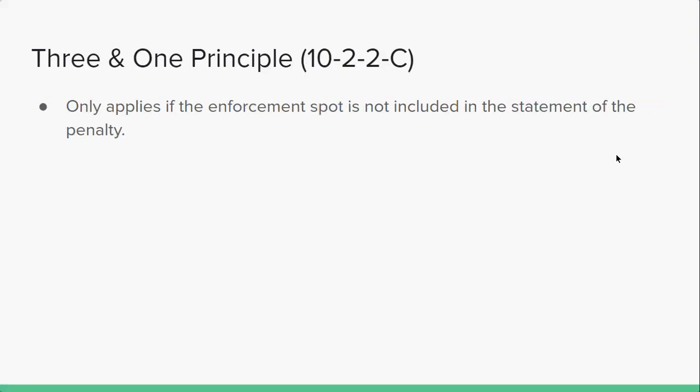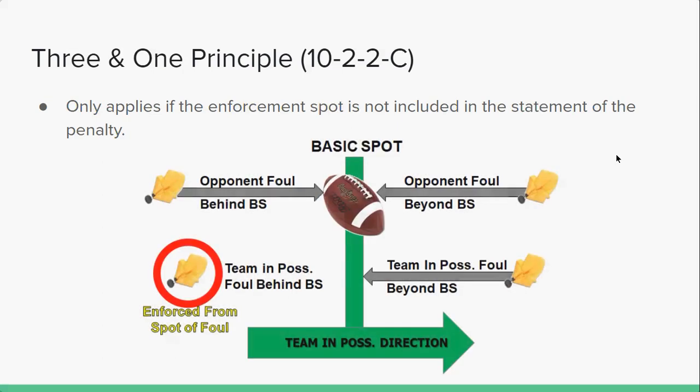Again, coming out of high school football, the 3-and-1 principle looks an awful lot like the all-but-one principle, except it applies on a more limited basis in NCAA. It only applies if the enforcement spot is not included in the statement of the penalty. Many fouls in the NCAA rules have the specific statement of where we enforce the penalty from, regardless of the situation in which the foul occurs.